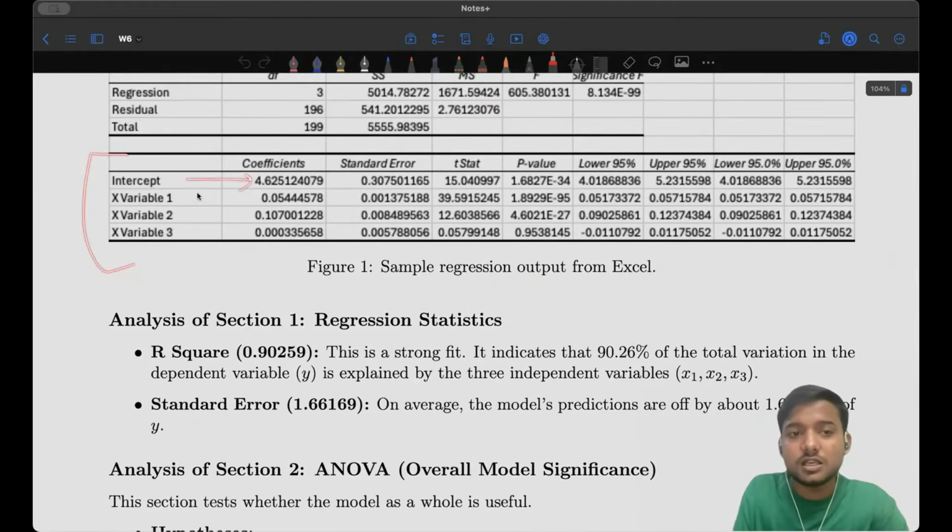So you see this thing? This is the column which tells you the estimated coefficients. So what is the estimate of intercept? This is the estimate, 4.625. For coefficient, or you can say the beta 1, this is the coefficient. For beta 2, this is the coefficient. For beta 3, this is the estimate. So this column is very important if you want to write the equation.